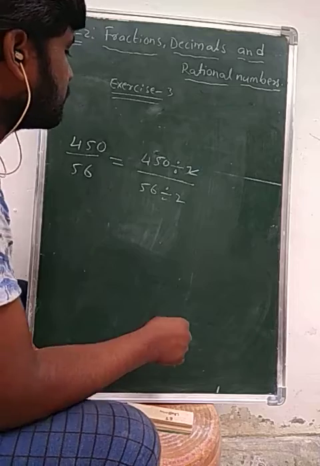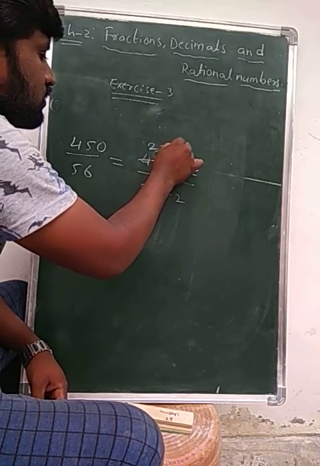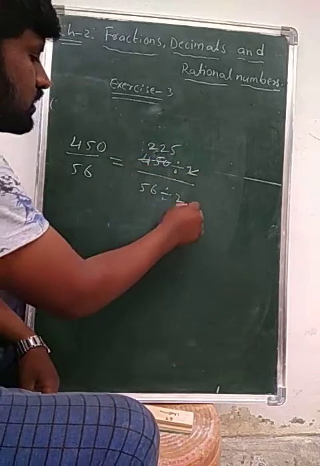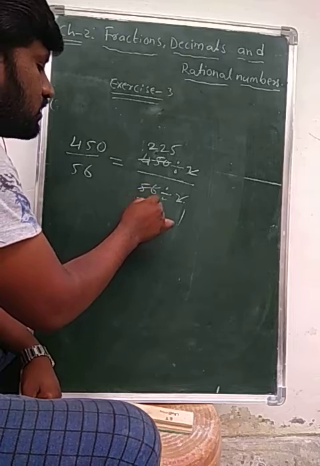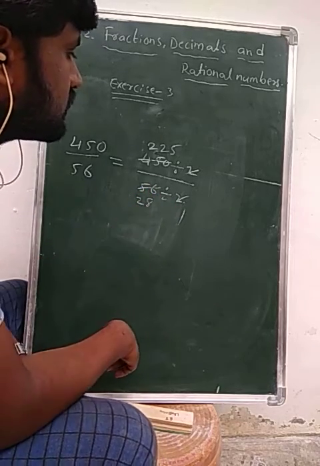2 1s are 2, 2 2s are 4, 2 5s are 10. Means 2 225s are 450. 2 1s are 2, 2 2s are 4, 2 8s are 16, 2 28s are 56.